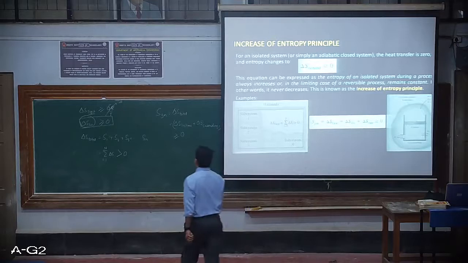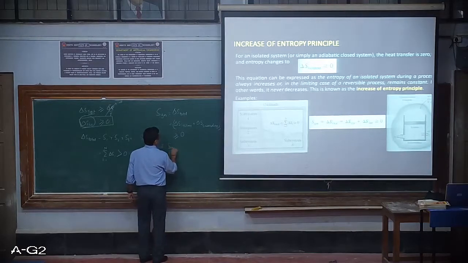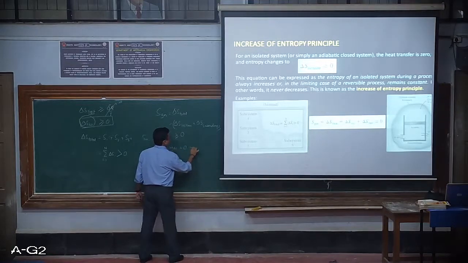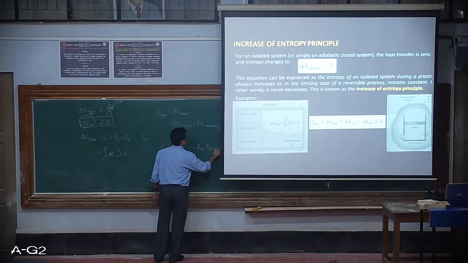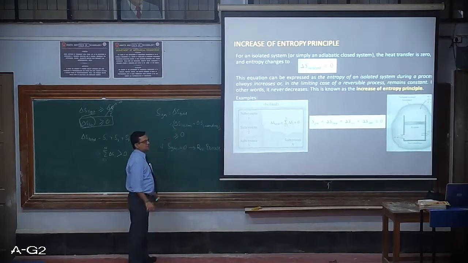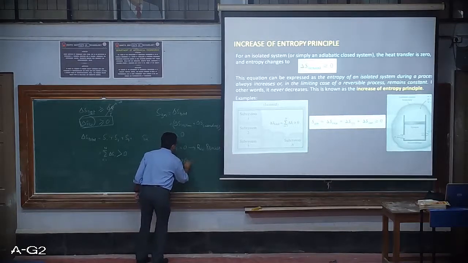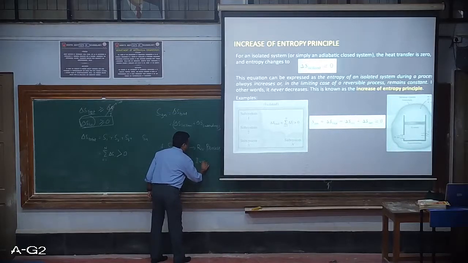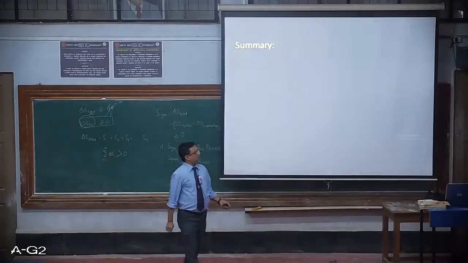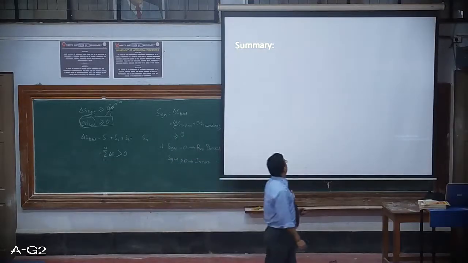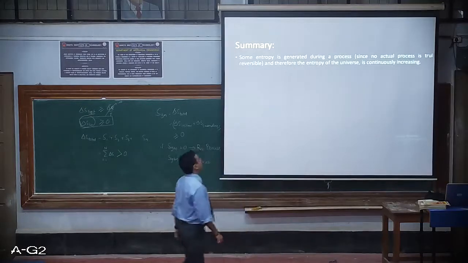So I'll be writing here again clearly: if S_gen is equal to 0, this is for reversible processes between system and surroundings of an isolated system. If this S_gen is greater than 0, then it is for an irreversible process. However, to conclude here, the summary is that some entropy is always generated during a process.